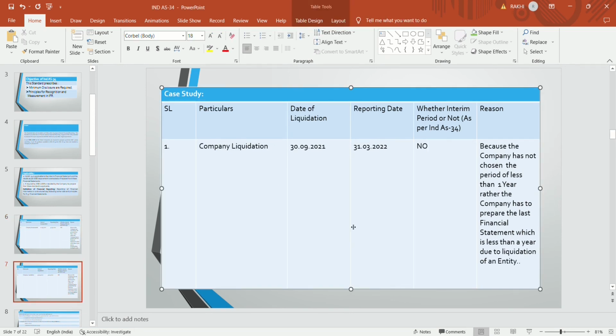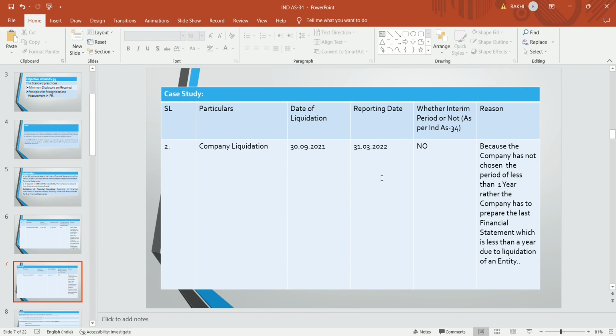The second case study: in case of a company's liquidation, the liquidation takes place on 30th September 2021, and the reporting date is 31st March 2022. Are these periods covered as an interim period? The answer is no. Why? Because the company has not chosen a period of less than 1 year. Rather, the company has to prepare the last financial statement. This is the last financial statement the company is required to prepare, because the company no longer exists due to liquidation, and the period is less than a year due to the liquidation of the entity.